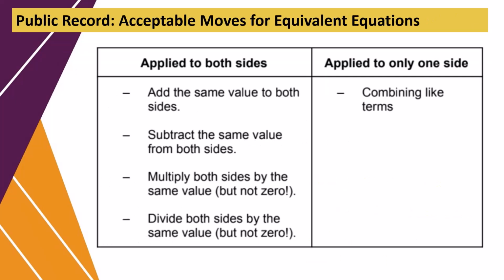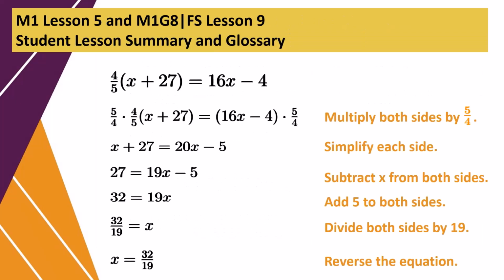This leads to a public record that students can reference as they continue to work through the unit and solve more complex equations. We refer to this as acceptable moves. This example from the student lesson summary and glossary illustrates how students justify the solution method and each step of the solving process.